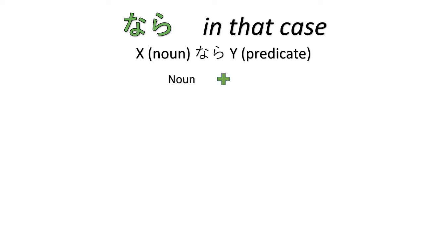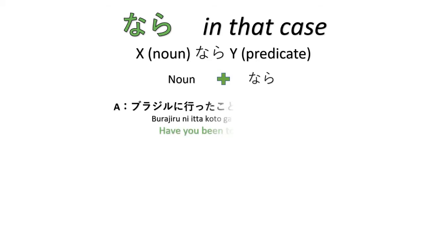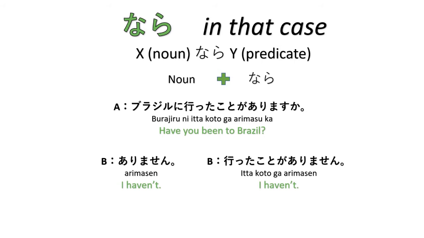So the rule is noun plus nara. Example, we have the sentence, Burajiru ni itta koto ga arimasu ka? Have you been to Brazil? Now here, we can say arimasen, itta koto ga arimasen. I have not, or I haven't. So that is a straightforward answer.